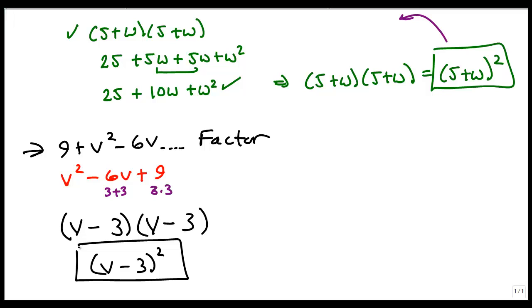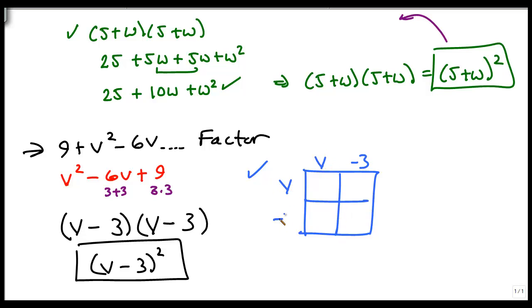Now again, you can check these using the FOIL method or the box method, either one, but it's a good idea to always check these. So as a quick refresher, let's go ahead and show you the box method for checking. The box method for checking would be v minus 3 and v minus 3. V times v is v squared. V times negative 3 is negative 3v. Negative 3 times v is a negative 3v. And negative 3 times negative 3 is a positive 9.